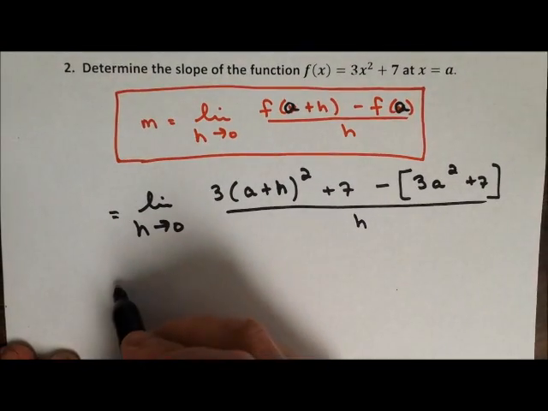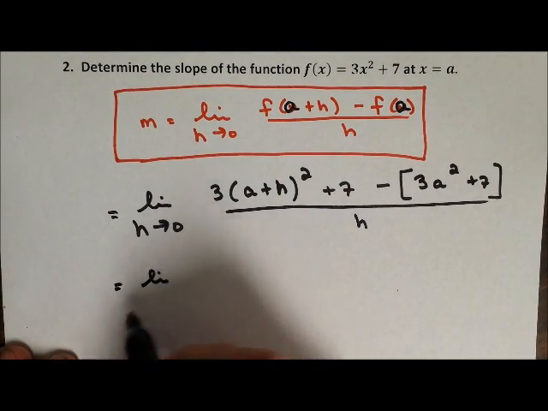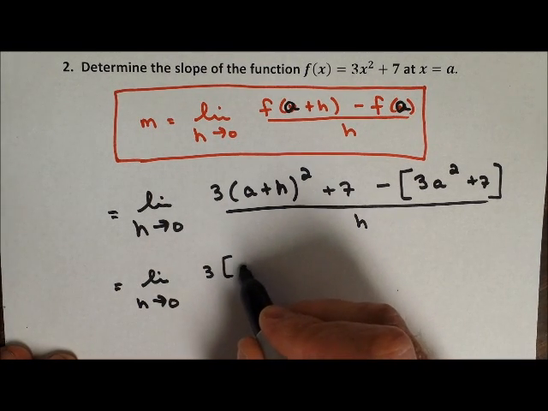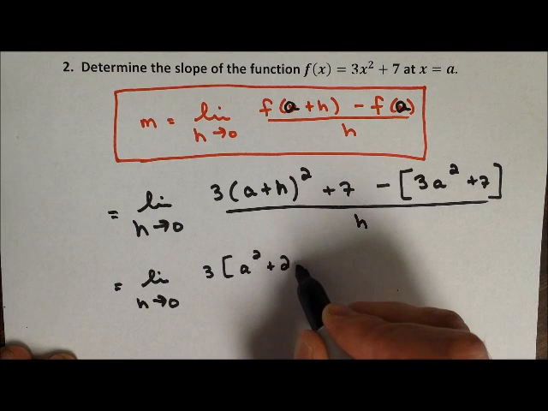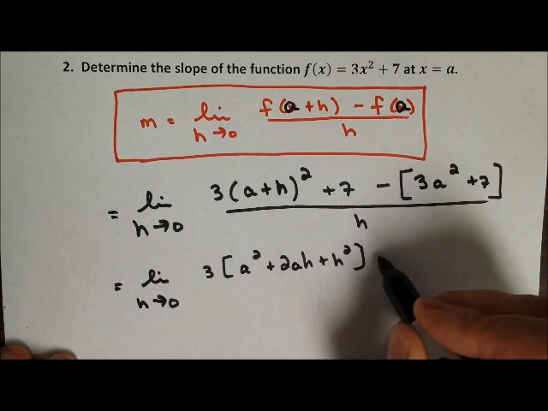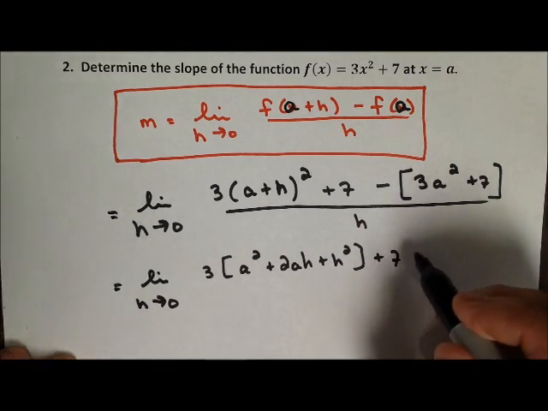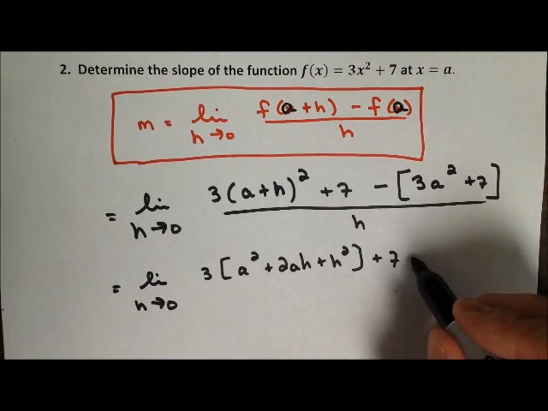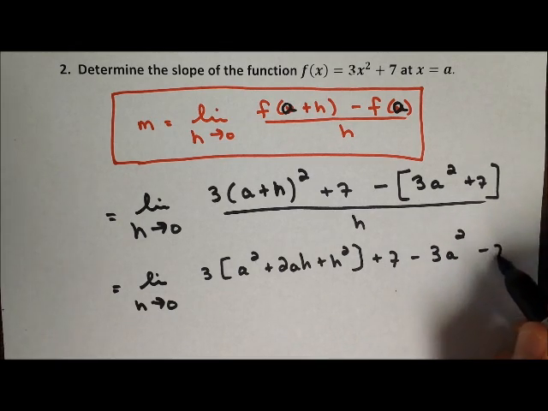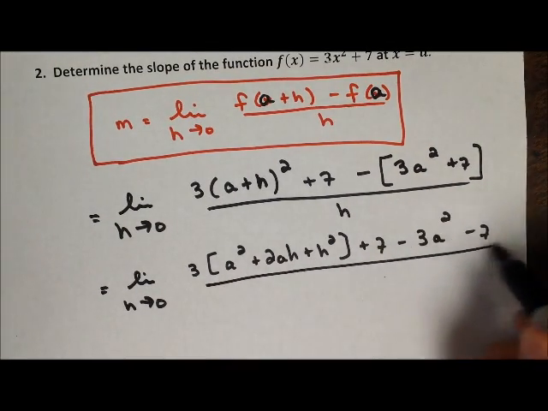Okay, as we continue to simplify, we're going to square that binomial, which will be a squared plus 2ah plus h squared. Then we have this plus 7. And we're going to distribute this negative sign and see that it's negative 3a squared minus 7, all over h.